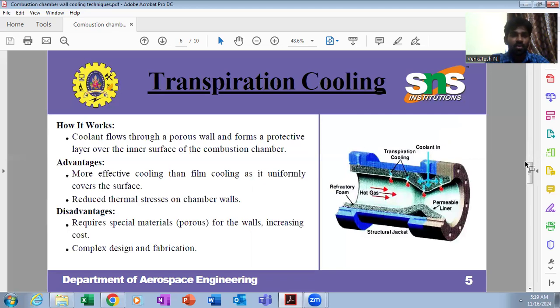Transpiration cooling: the coolant flows through a porous wall and forms a protective layer over the inner surface of the combustion chamber. Advantages: it is more effective than film cooling, as it uniformly covers the surface, and it reduces thermal stresses on chamber walls. Disadvantages: it requires special materials for the walls, increasing cost, and has complex design and fabrication.